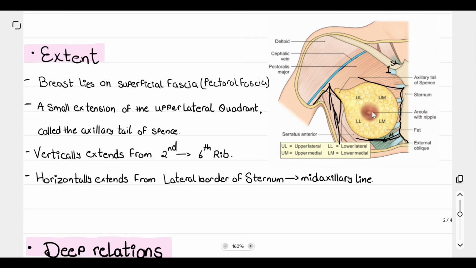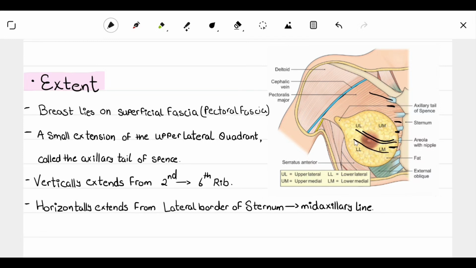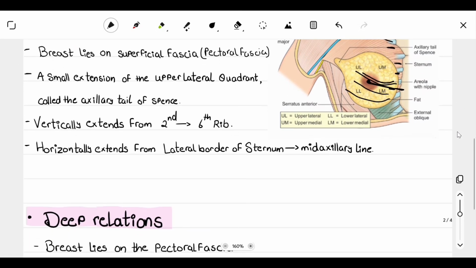Again, the point to note here, which is commonly required in the clinical practicals, is the situation of the nipple. The nipple is present in the fourth intercostal space. Showing you the fourth intercostal space: this is our first rib and this is our first intercostal space, second, third and fourth. So the ribs go like this. This is our fourth intercostal space. More or less the nipples are present in the fourth intercostal space.